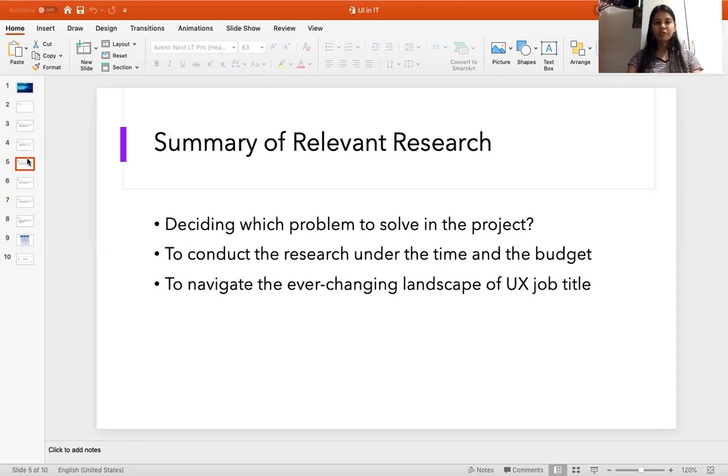So the fifth slide we have is the summary of relevant research. In this, we have deciding which problem to solve in the project, conducting the research under the time and the budget, and navigating the ever-changing landscape of UX jobs. So the main part is that the designer has to choose which problem they have to solve. The more insights you uncover, the more problems will be identified.